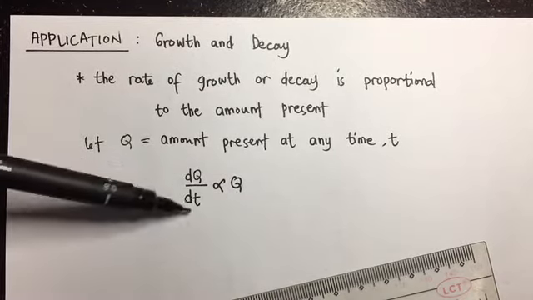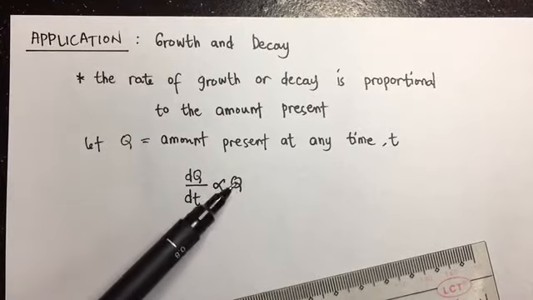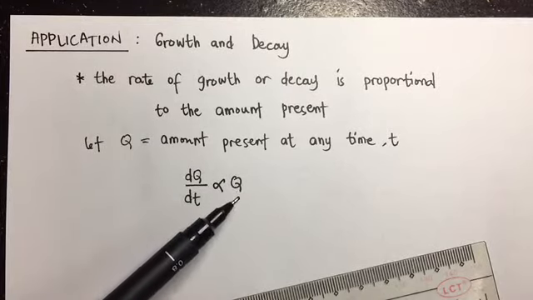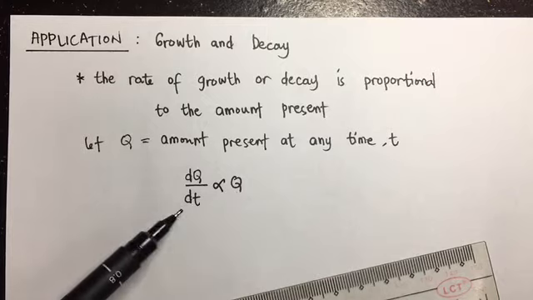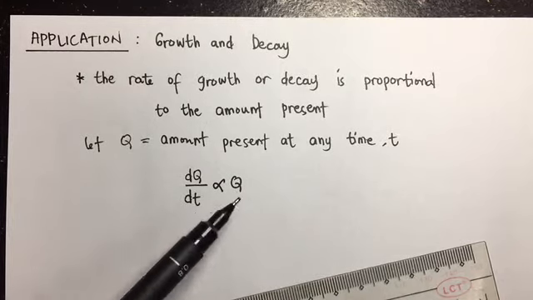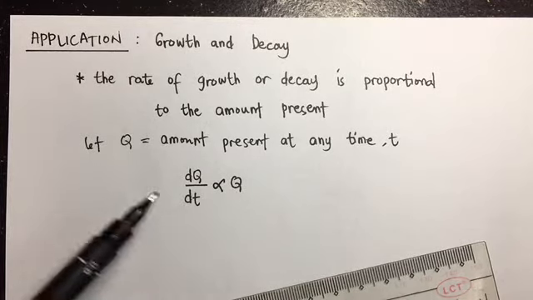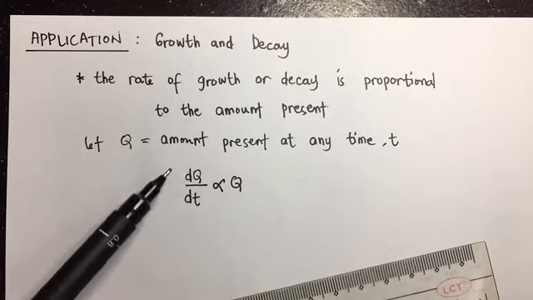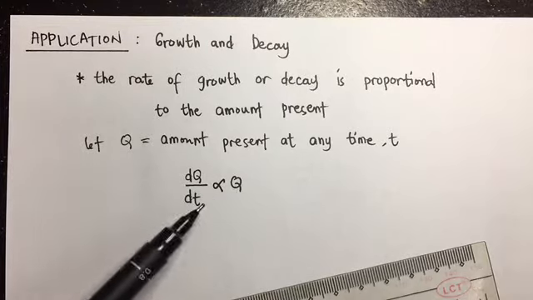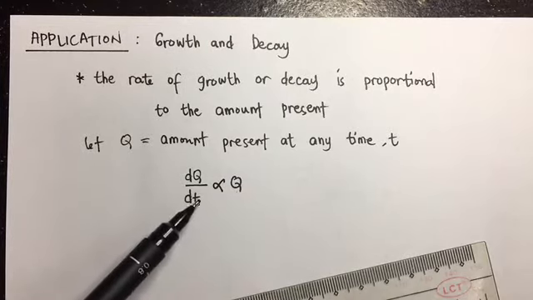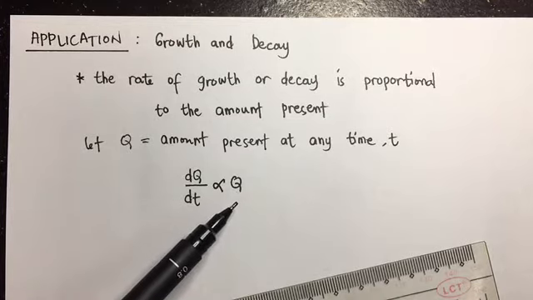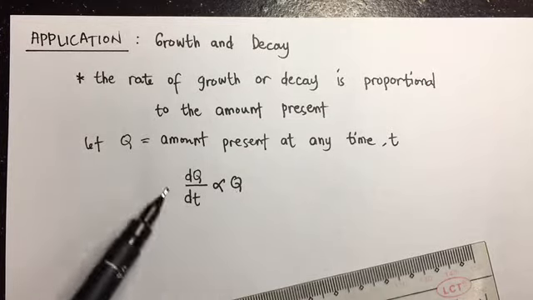So if we say this is a rate of growth, the larger the amount present, the faster the rate is, and the smaller the amount present, the smaller the rate also. Because we have a direct proportionality between the rate and the amount present. So this is the proportion expression.